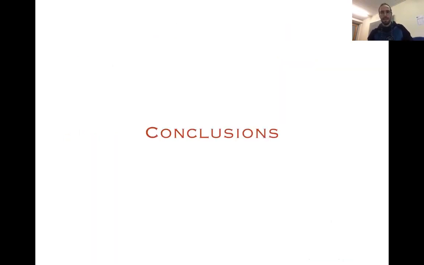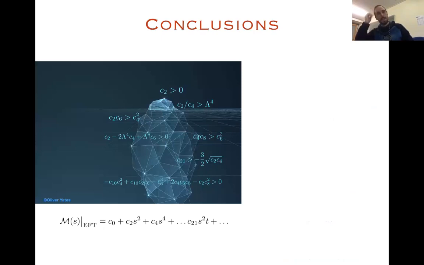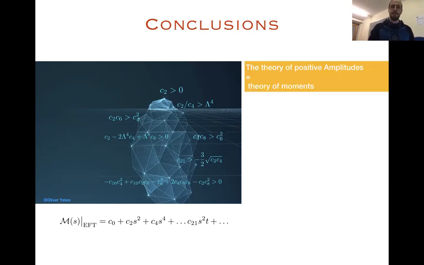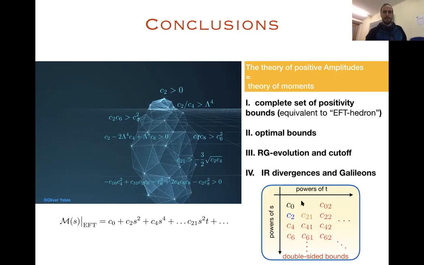Okay, so I think I'm done. Let's go back to where we started. I think we answered the question of what is this geometrical object that all IR finite amplitudes have to satisfy in effective theories: determining the positive amplitudes is nothing but an instance of the moment problem. And what I presented here is a complete set of positivity bounds. I believe it's equivalent to the effective field theory in Hilbert space, although we show how to extract also optimal bounds at any truncation. And I showed you the importance of including a UV completion, especially if you want to determine what the cutoff of your theory is, or for example, even to rule out theories.